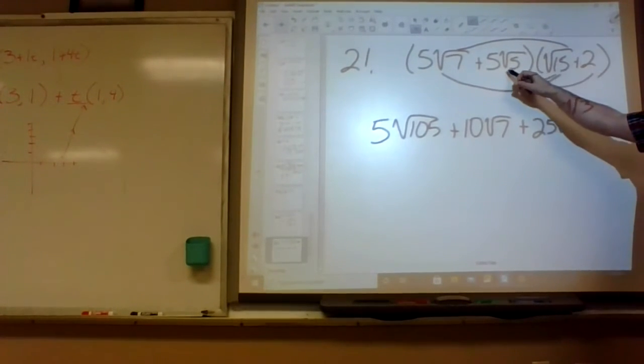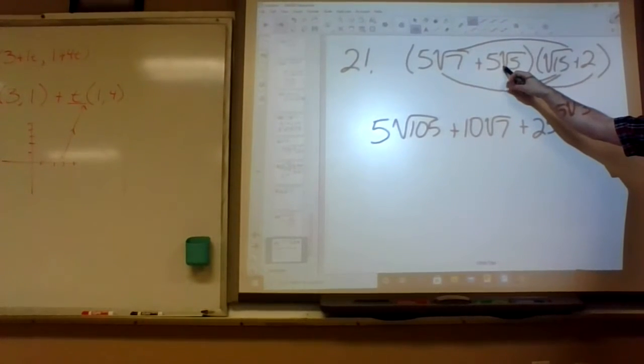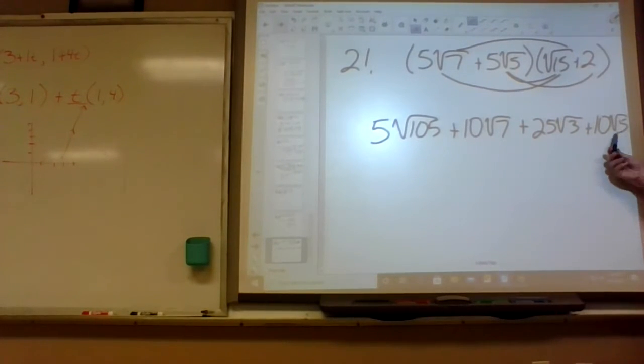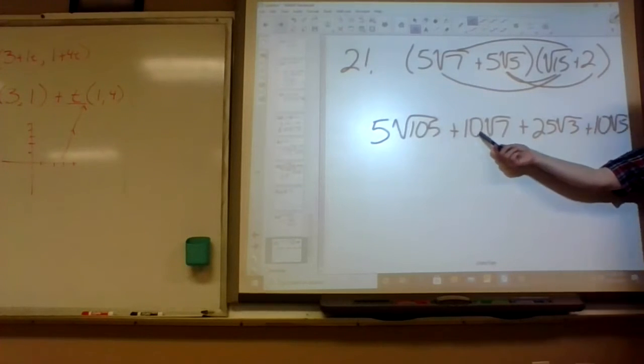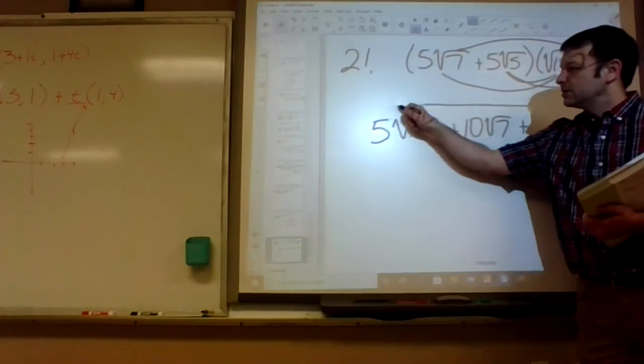Okay, and the last, what would 2 times 5 square root of 5 be? 10 square root of 5. Do any of these go together? No, hopefully not. They're all different. Square root of 105, square root of 7, square root of 3, square root of 5. All different.